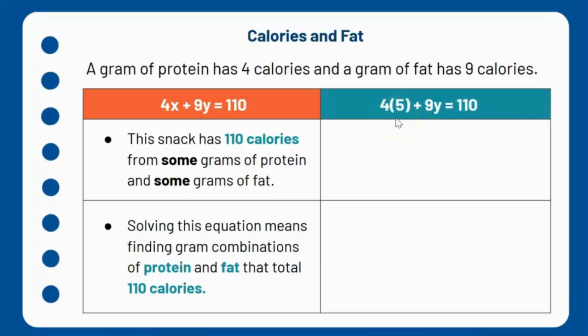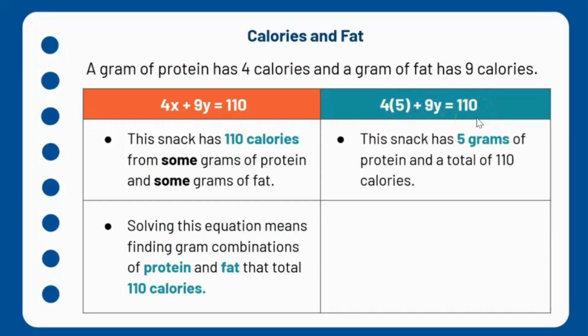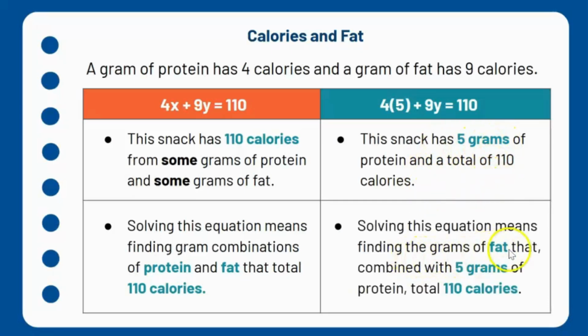Now let's see what happens when we substitute 5 in for x, where our equation becomes 4 times 5 plus 9y equals 110. This equation represents a snack that has 110 calories all together, but the snack has 5 grams of protein and some grams of fat. Solving this equation means finding the grams of fat that are combined with 5 grams of protein to give us a total of 110 calories.